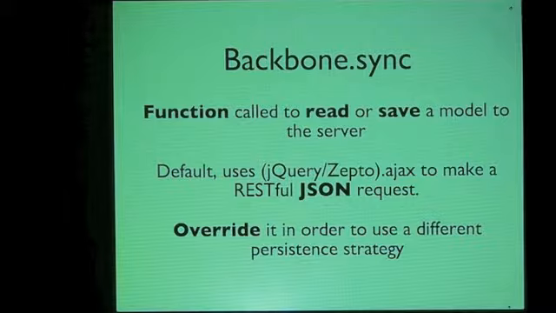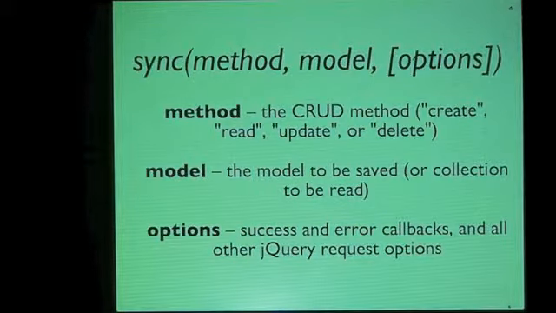Now, you can override it in order to use a different persistence technology that I'm about to show you in 4 slides. What you would most likely do is use local storage in your browser. It looks like this. It's just a function called sync, and it takes the method, a model, and options.